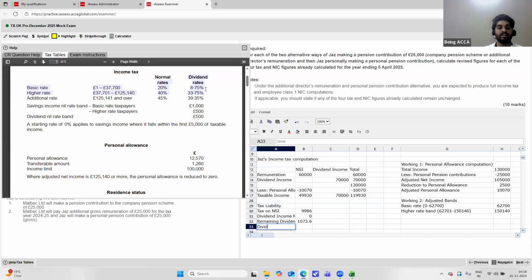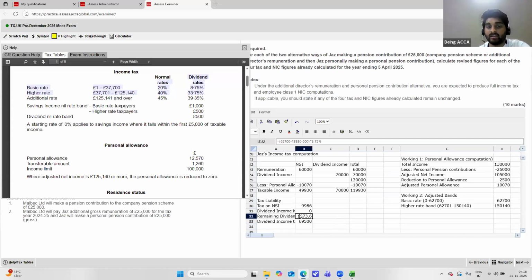Now, dividend income taxed at the higher rate band. How would that be calculated? We know the total dividend income is 70,000 because there's no personal allowance available to it. So first we take 70,000 minus 500. Consider the 500. Now, how much of the dividend income has been utilized over here? How do we calculate that?